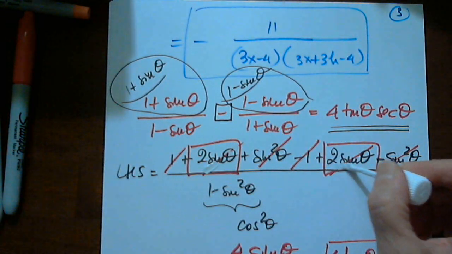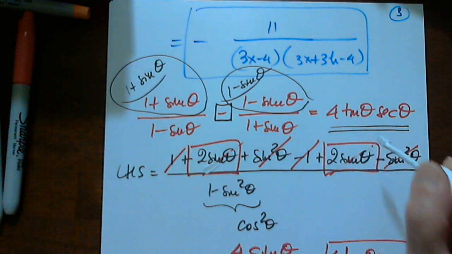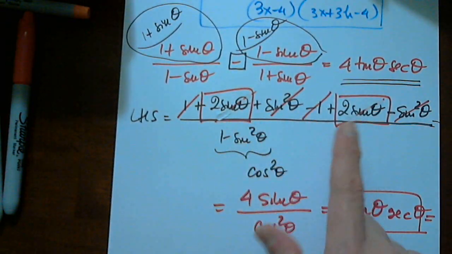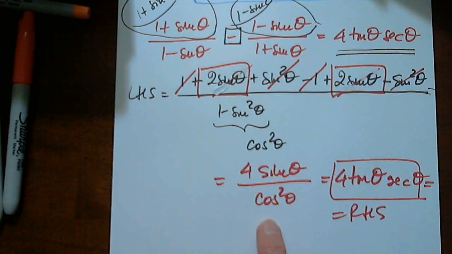So they stay, but everything else goes away. How come? Well, positive sine squared with negative sine squared, positive 1 with negative 1, and 2 plus 2 is 4. So we have 4 sine theta from the top and cosine squared in the denominator.